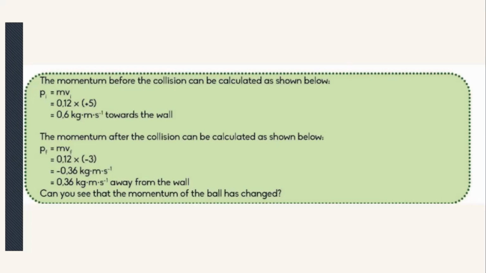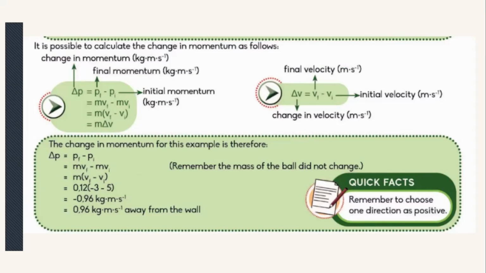So the momentum has 101% changed. You can see even in the numbers. That leads us to our next important formula. Once again, this is from the Platinum physics textbook. This is not my working.